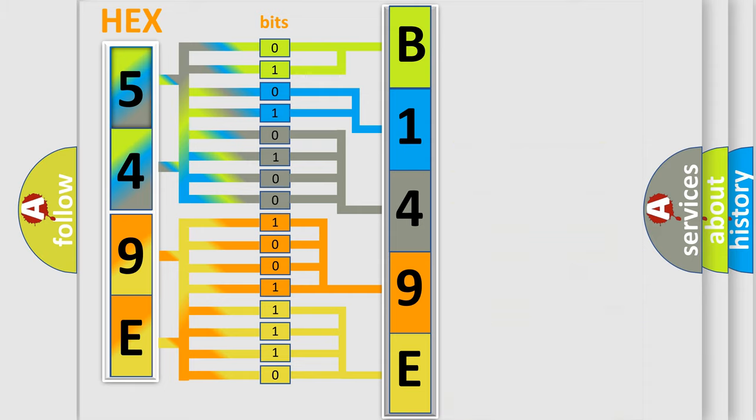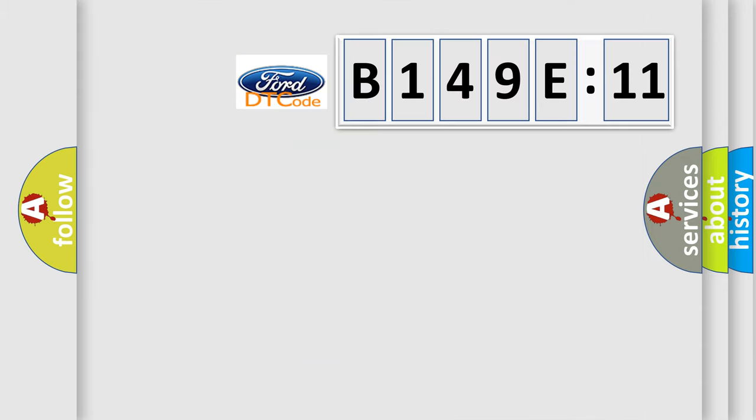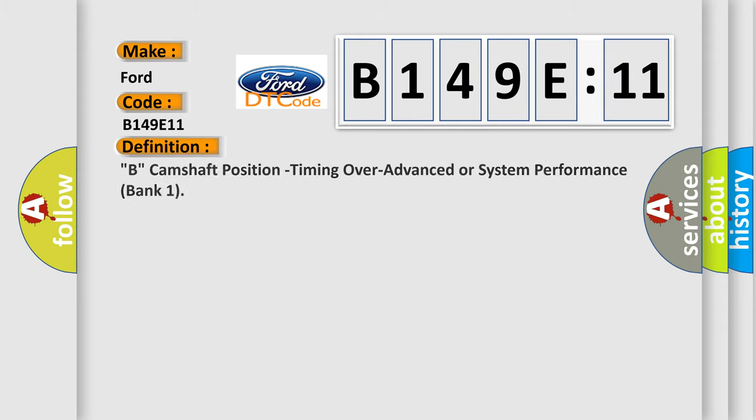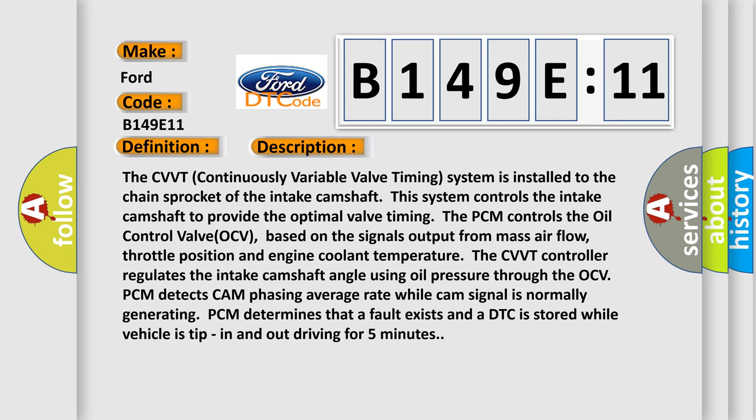We now know in what way the diagnostic tool translates the received information into a more comprehensible format. The number itself does not make sense to us if we cannot assign information to what it actually expresses. So, what does the diagnostic trouble code B149E11 interpret specifically for Infiniti car manufacturers? The basic definition is B, camshaft position timing over-advanced or system performance, bank 1. And now this is a short description of this DTC code.